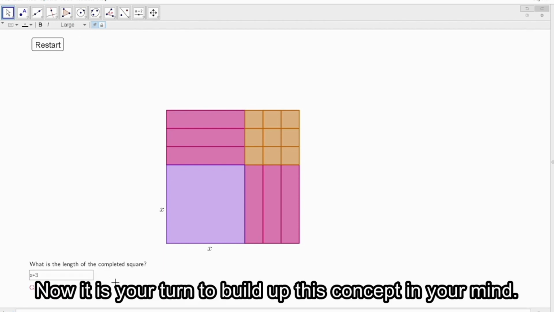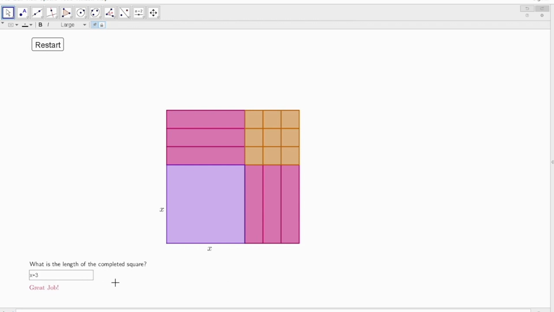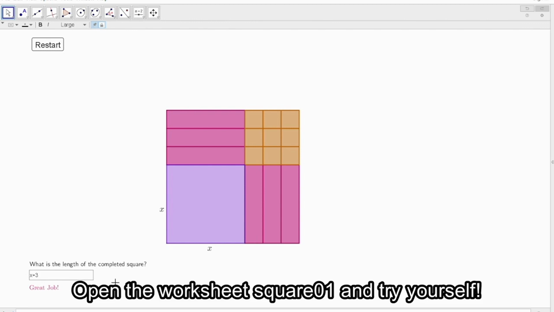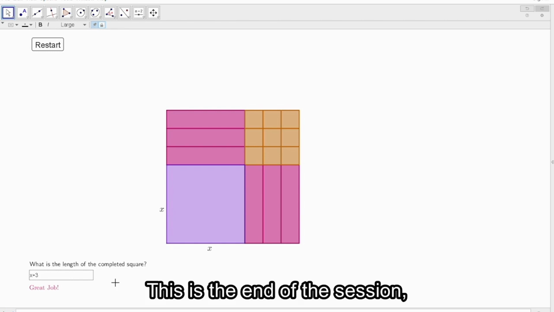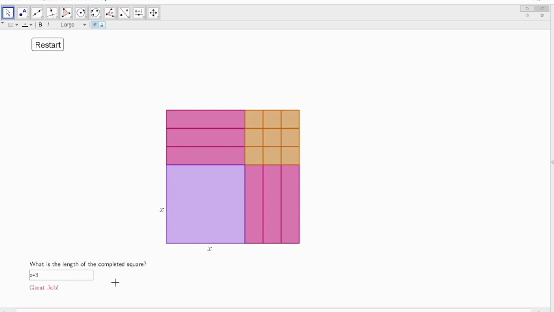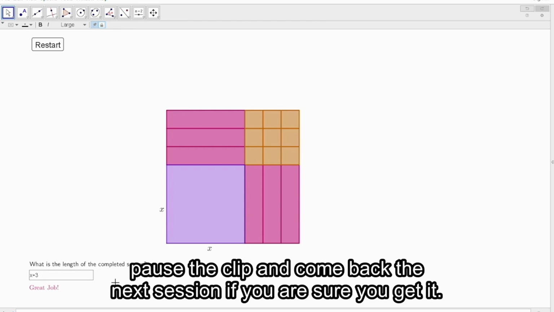Now, it is your turn to build up this concept in your mind. Open the worksheet, square seal 1, and try yourself. This is the end of the session. Pause the clip and come back the next session if you are sure you get it.